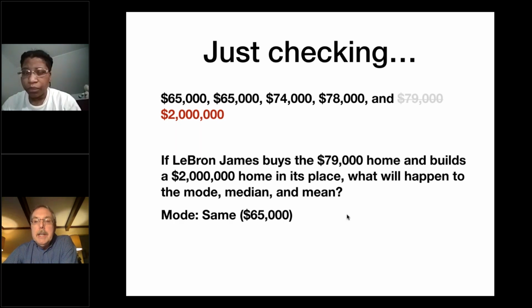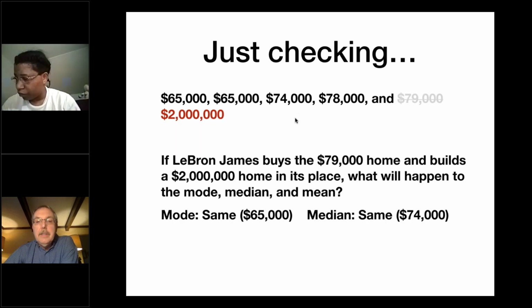So what about the median? We still have 5 numbers. They're still in order. So the middle number for all of these is still $74,000. So the median actually stays the same. It's still $74,000.